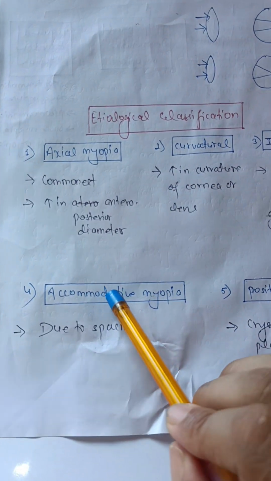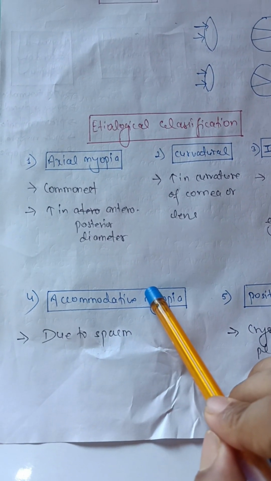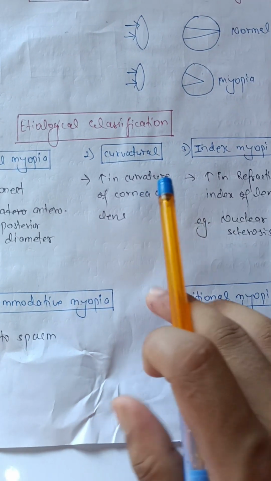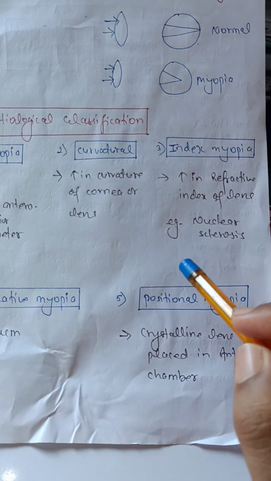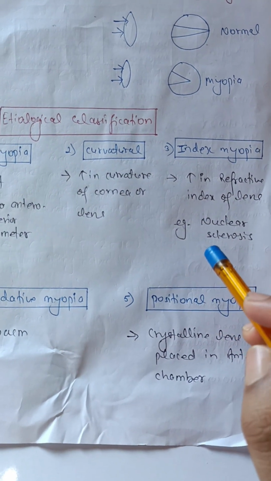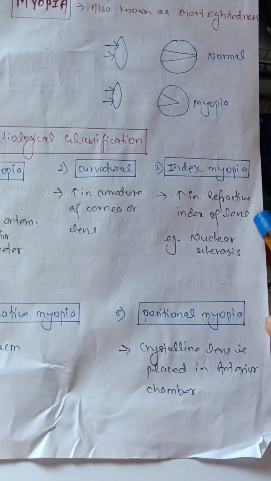And talking about accommodative myopia, it is mainly due to accommodative spasm. And talking about positional myopia, it is mainly due to when the crystalline lens is placed in the anterior chamber.